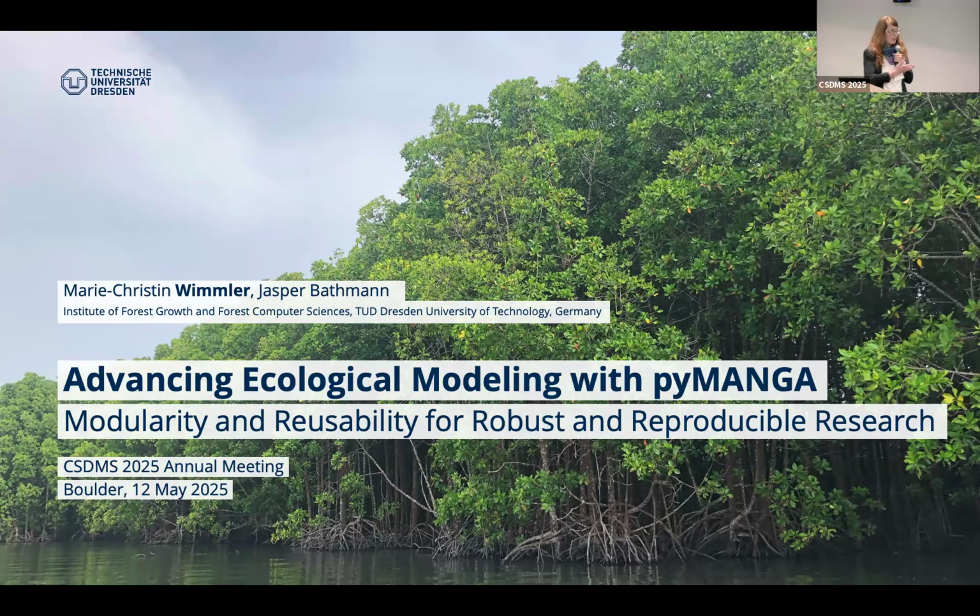And this is where PyManga comes in, a Python-based platform that is designed to support flexible and modular forest modeling. In this talk, I want to briefly introduce the platform, share some use cases, and then focus on the challenges we have.